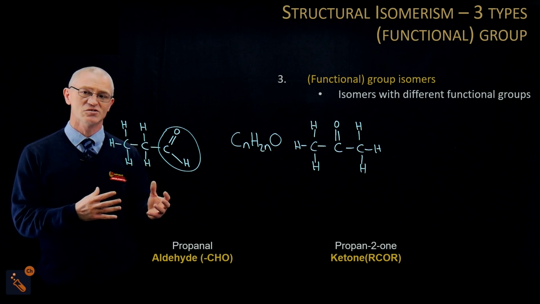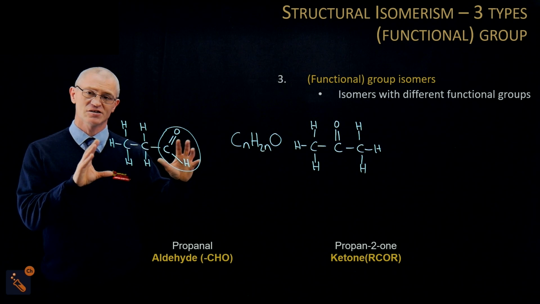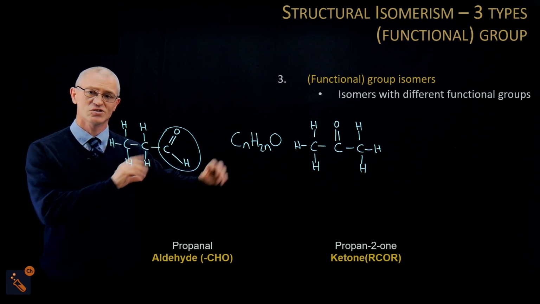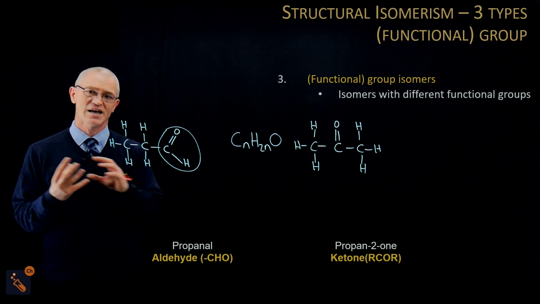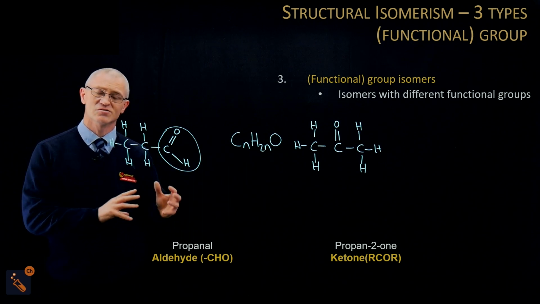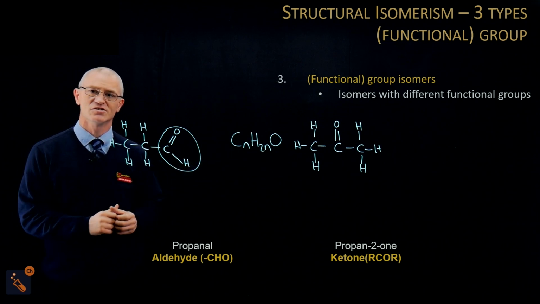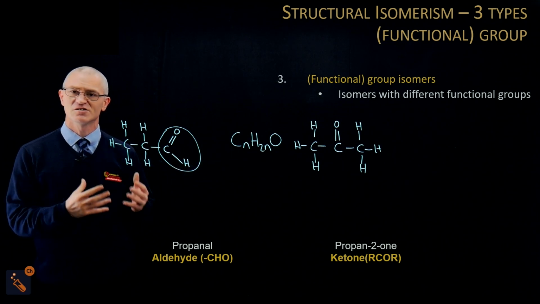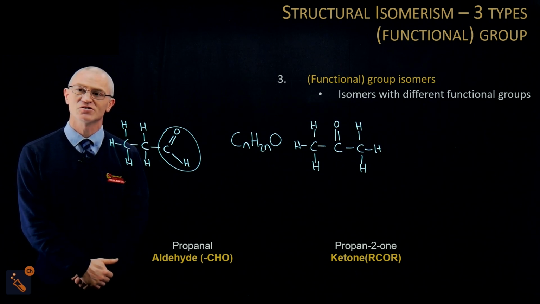What I recommend is that you take any aldehyde and try and draw a ketone, which is going to be an isomer of that aldehyde. Try any alkene and make it into a cycloalkane, and take any alcohol and change it into some form of ether. You can do that easily as practice, so you can get really good at doing functional group isomers.